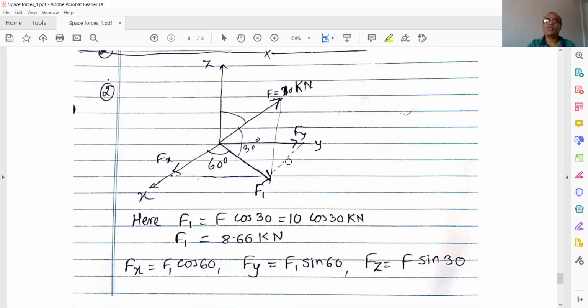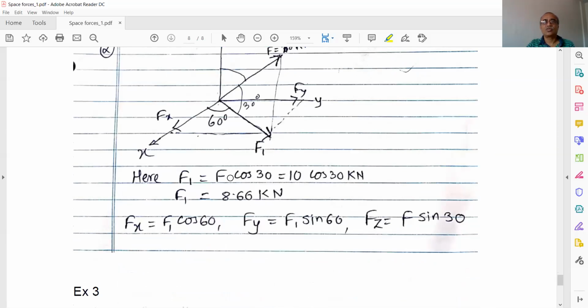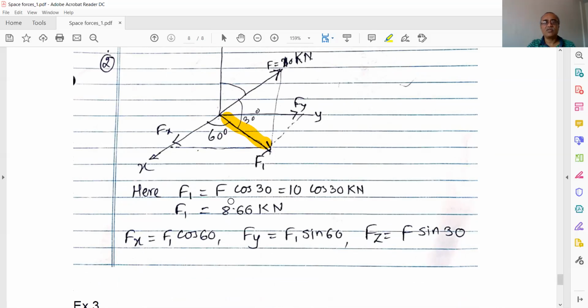Look at this. I have redrawn the figure. This is 10 kilonewton force that has been given to us. So F is equal to, let's call it F1 over here. F1 is equal to F cos 30, so it will be 10 cos 30 kilonewton. So its value is 8.66. Now I can find out the two components of F1. I know the angle between the x-axis and this F1 is 60 degrees. So Fx, directly I can write, is F1 cos 60. Fy I can directly write as F1 sin 60.